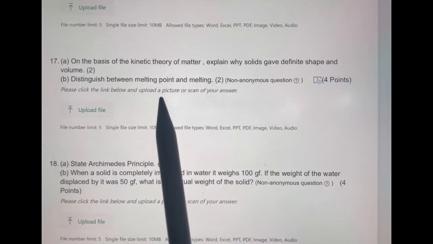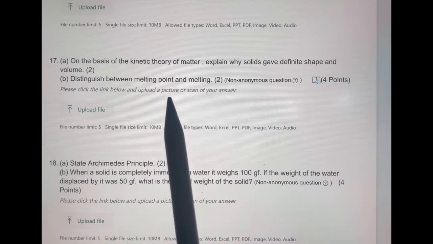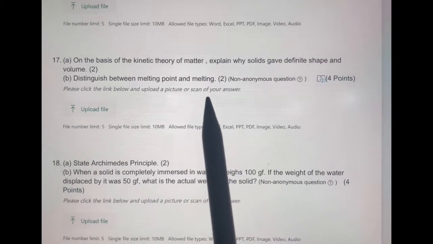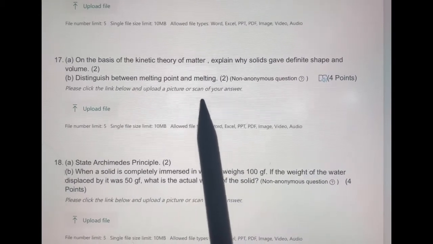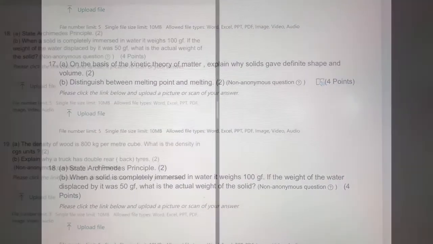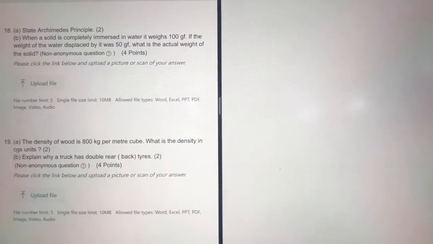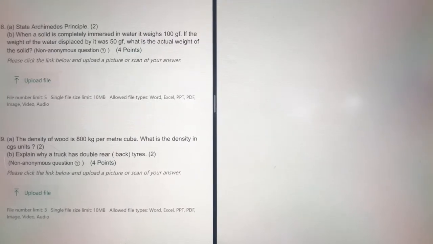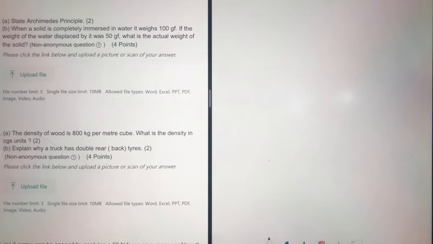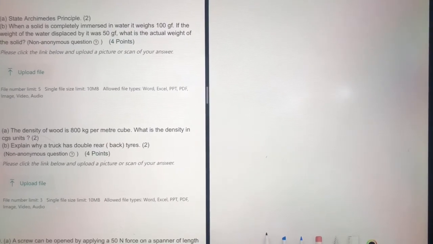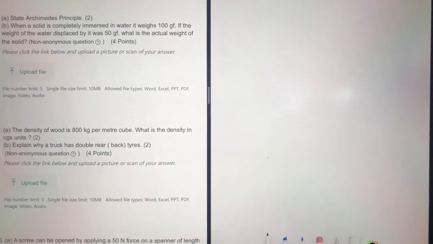Melting point is a temperature. It's the constant temperature at which a solid changes into the liquid state, and melting is the process by which a solid changes into the liquid state. So melting point is a temperature and melting is a process. Now state Archimedes' principle. So Archimedes' principle is simply that when a solid is immersed in a liquid, it experiences an upthrust that is equal to the weight of the liquid it displaces.